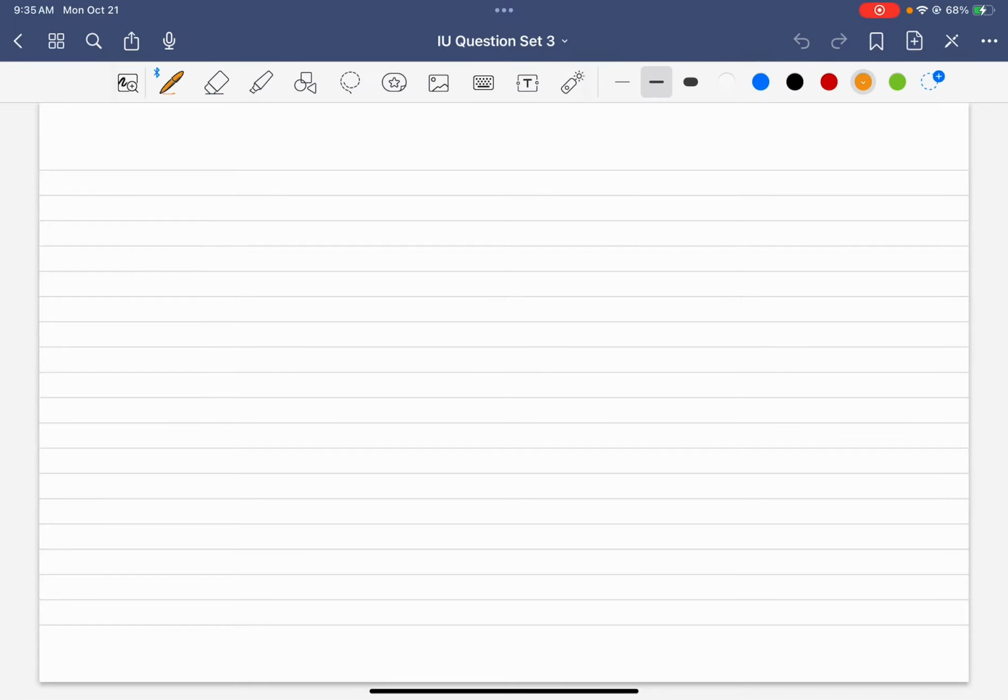IU question set number 3. Question from 2016, number 14 says, state the limit definition of the derivative, and it says the derivative at a. We know that that's the limit as h goes to 0 of f of a plus h minus f of a over h.